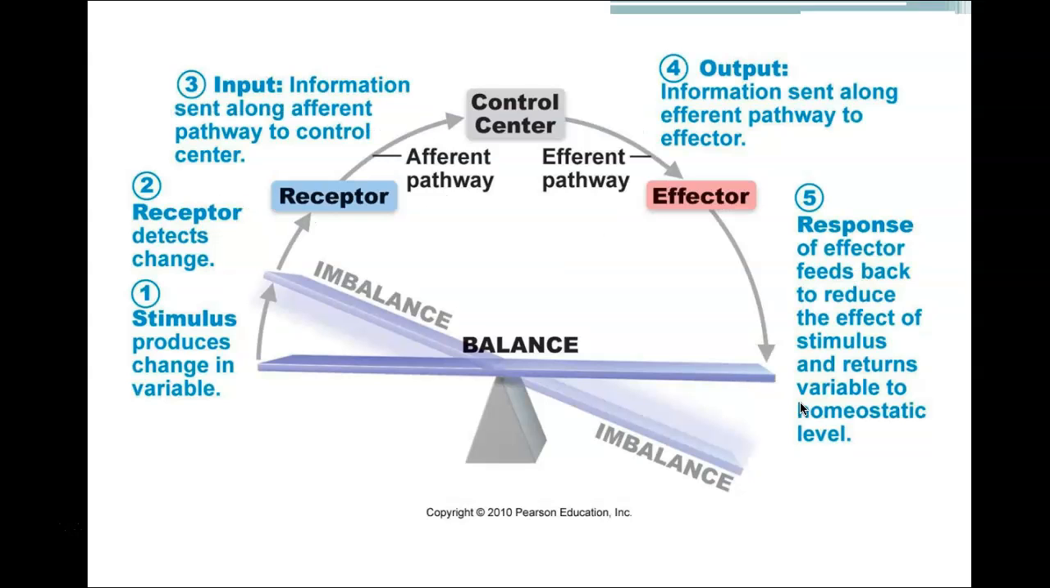All right, so this just gives you a visual of that balance that we're trying to achieve. A stimulus is going to be received by a receptor. The information is going to be integrated into the control center, and then you're going to have the output of information and then a response.